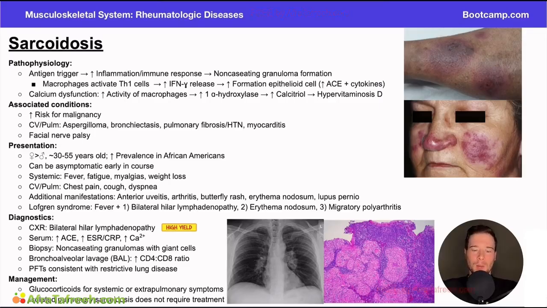So we're going to start out with talking about the pathophysiology as we typically do. And in sarcoidosis, we typically have an antigen trigger that leads to increased inflammation with an immune response that ultimately forms a non-caseating granuloma in the body.